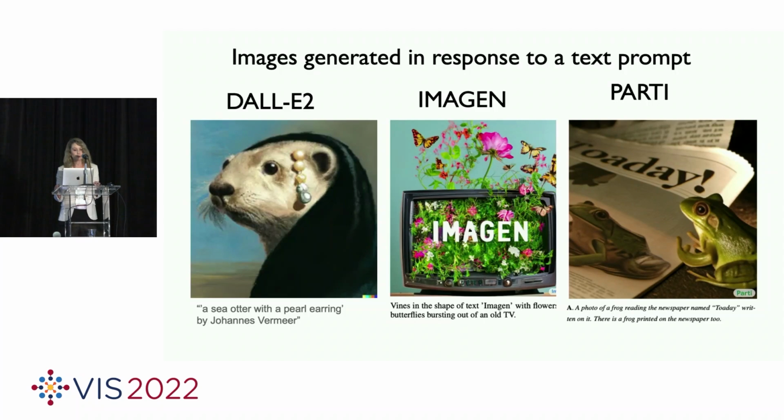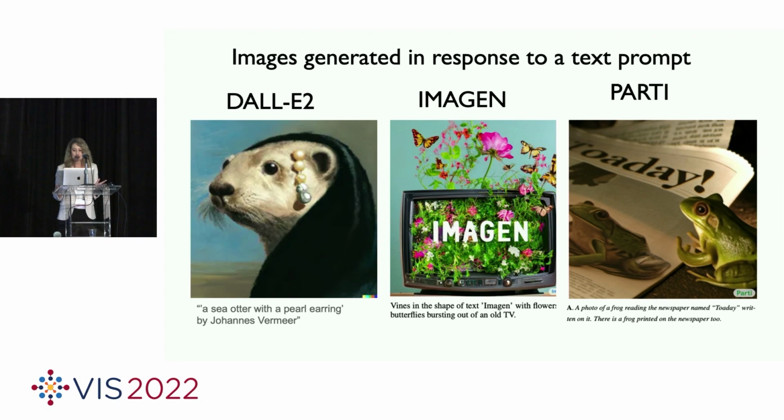That's why we're able to get crazy images like these from DALL-E 2, a sea otter with a pearl earring by Johannes Vermeer. Imagen is a model from Google that says put some vines in a TV. And Parti has, this is a very interesting example, a photo of a frog reading a newspaper titled Toe Day with a frog on it. I mean, that's really impressive that first of all, it's able to spell Toe Day, and second of all, it has two versions of the frog, one in the newspaper and one looking at the newspaper.